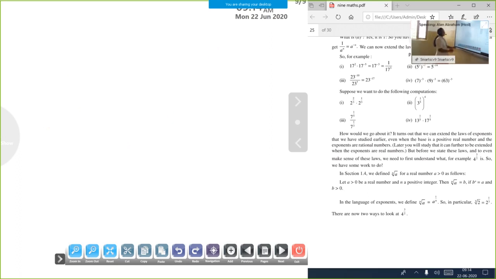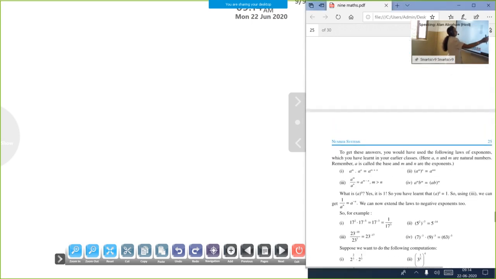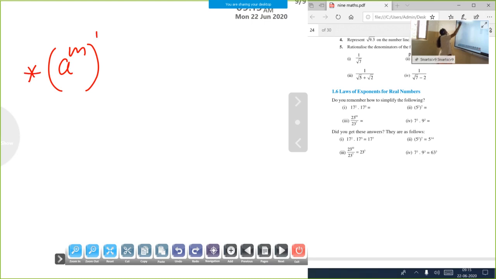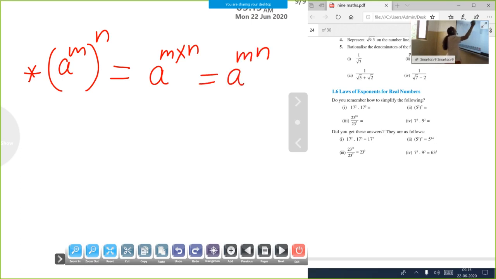Then the next formula is a raised to m, the whole raised to n. a raised to m, the whole raised to n equals a raised to m into n. Here m is on the power and n is outside, which means we need to multiply those two numbers, m into n. Simply we can write it as a raised to mn. That's our next formula: a raised to m, the whole raised to n equals a raised to mn.